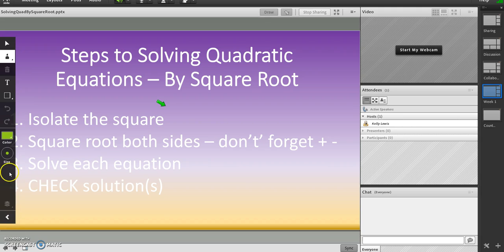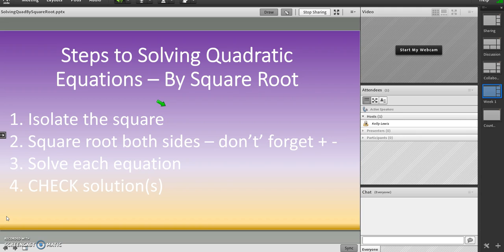If you're a step person, we're going to isolate the square, then we're going to take the square root. The square and the square root are inverse operations, just like addition, subtraction, multiplication, division. When we take the square root, we cannot forget a plus minus. Then we're going to solve each equation and we're going to check our solutions.